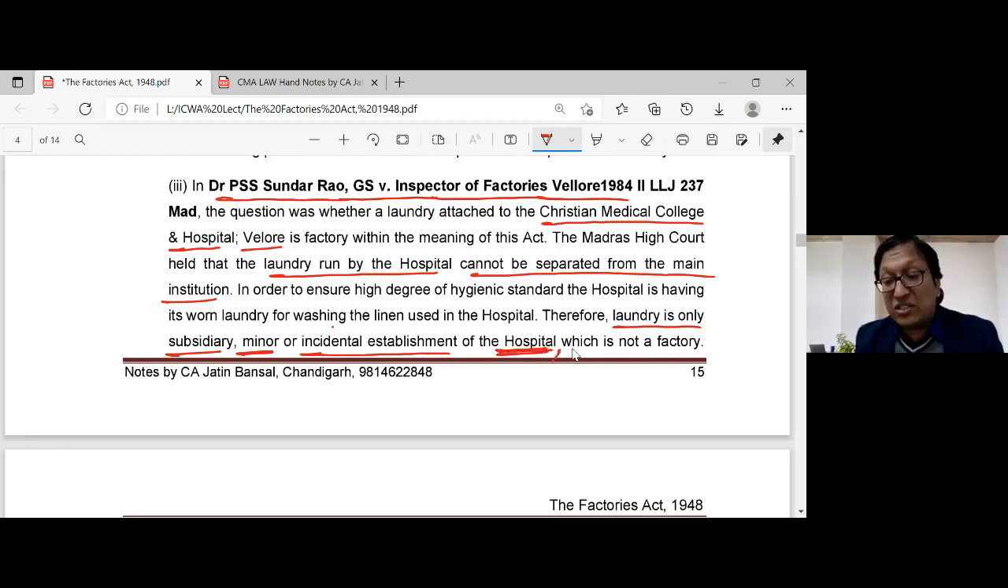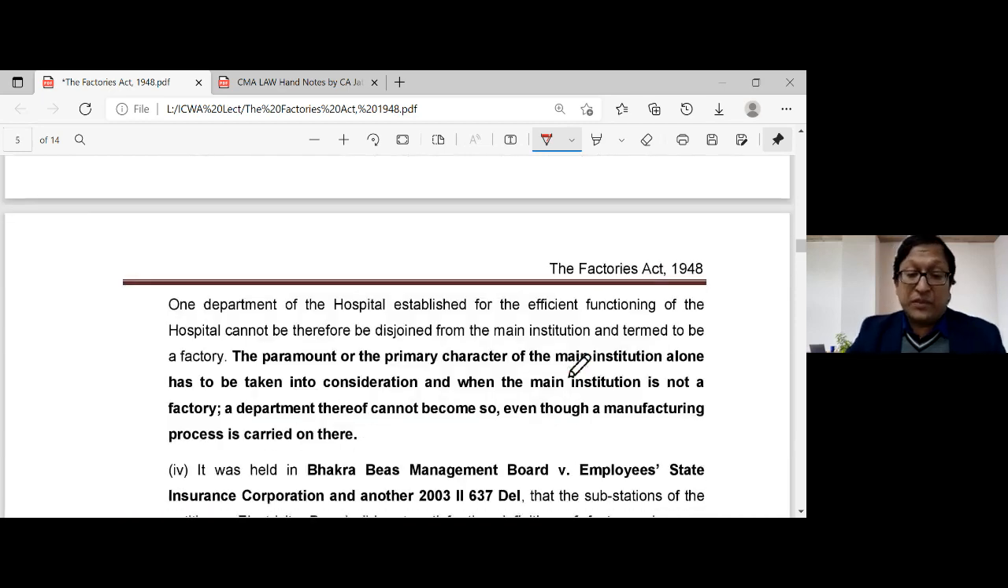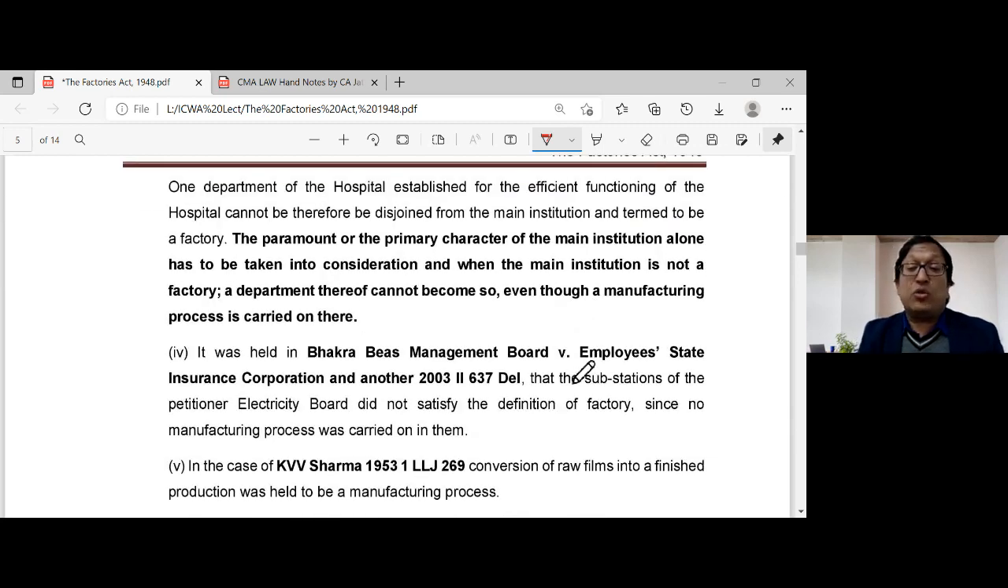So, which is not a factory. Hospital is not a factory. So, the question was whether the laundry unit should be held as a factory or not. And the judgment was it should not be held as a factory because this laundry unit was just a subsidiary, minor or incidental establishment of the hospital, and hospital is not a factory. So one department of the hospital established for efficient functioning of the hospital cannot therefore be disjoined from the main institution and be termed to be a factory.